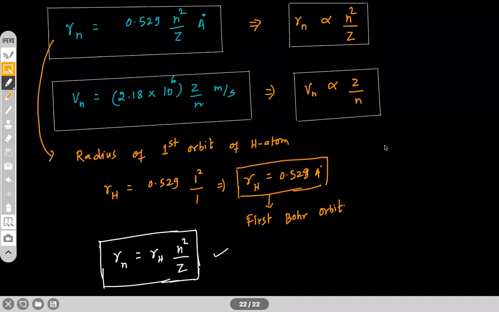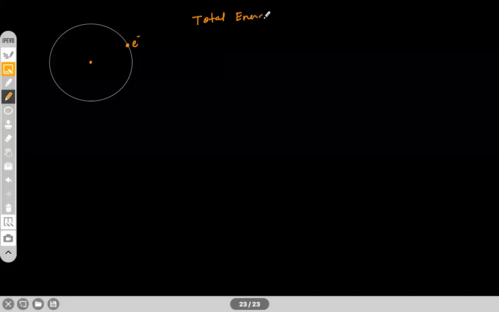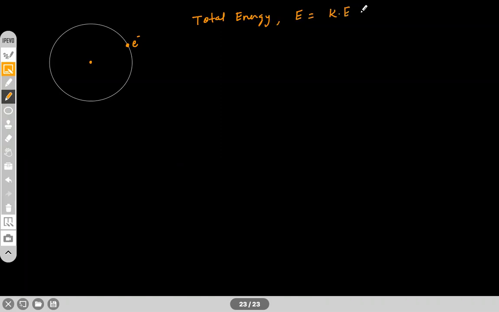Okay, now we were talking about an electron in nth orbit, right? So if you talk about the total energy of this electron present in nth orbit, total energy E is equal to the kinetic energy of the electron plus the potential energy of the electron.